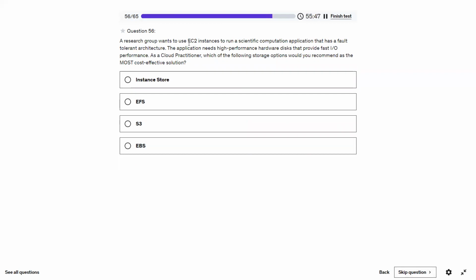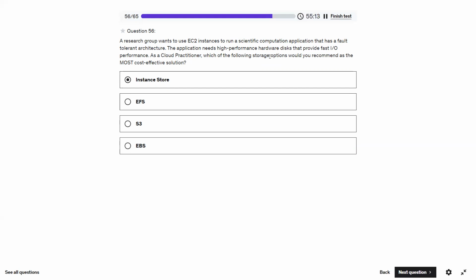A research group wants to use an EC2 instance to run a specific computation application that is fault tolerant. The application needs high performance hardware that provides fast input output performance. As a cloud practitioner, we will use the instance store, for two reasons. One is that they said fast input output. The instance store can be attached to the EC2, so it's not like an external service such as EBS, S3 or EFS, where latency will be high.